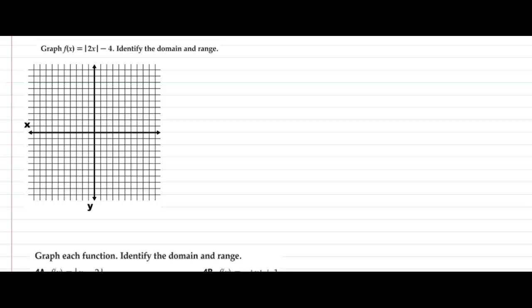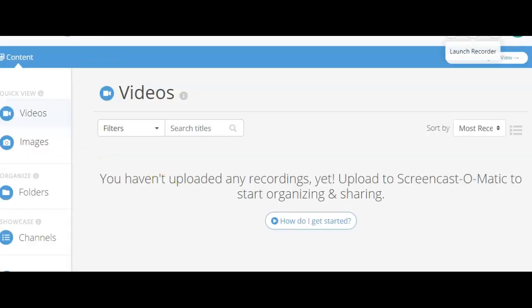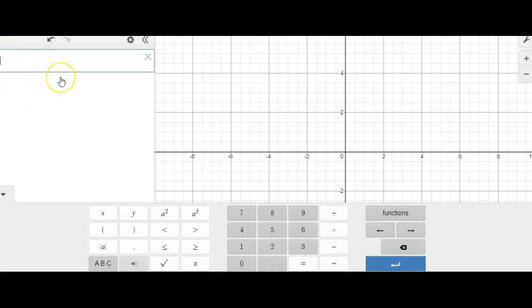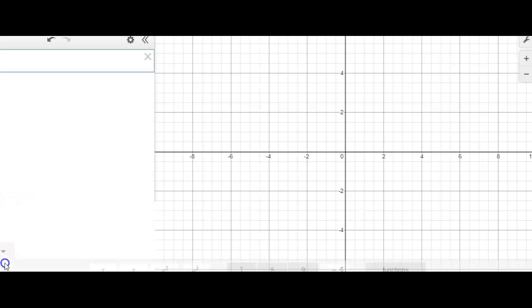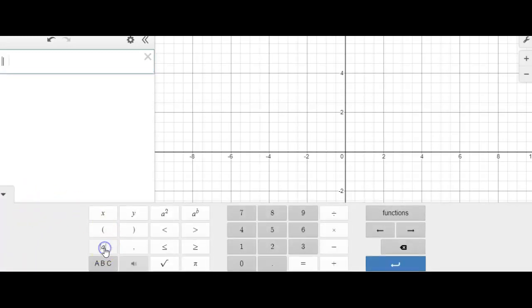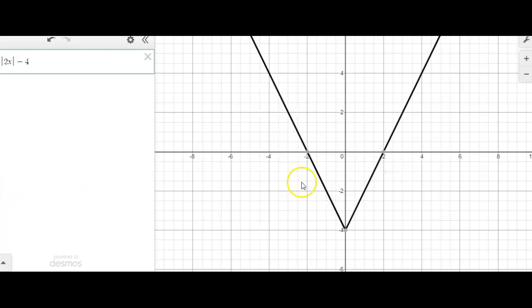Well, one of the best ways is to use your graphing calculator or flip over to Desmos and type this function in, absolute value of 2x, subtract 4. Absolute value is right down here. If you don't see your keypad, you can open it up. Absolute value of 2x, subtract 4. I'm going to get rid of my keypad. Here's my graph. I just need to copy this graph onto my graph in my notebook.